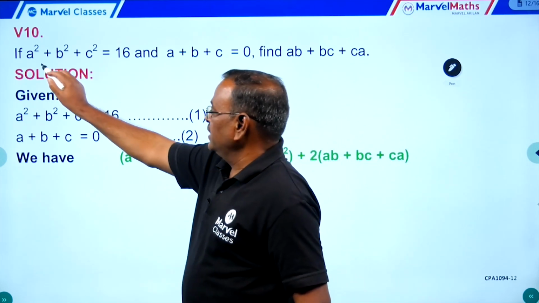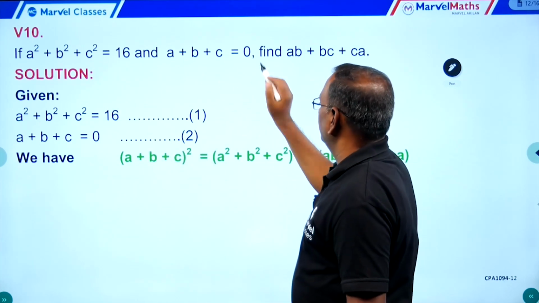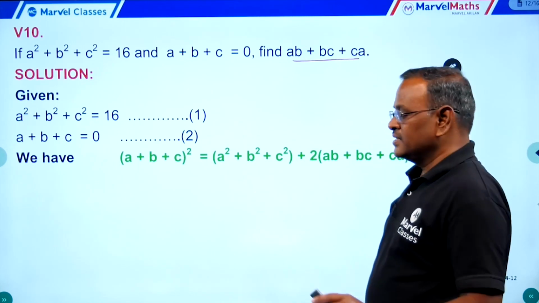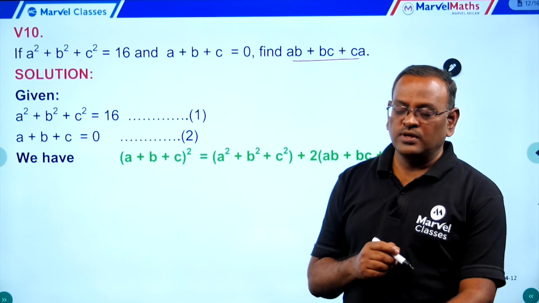The given data: a square plus b square plus c square equal to 16 and a plus b plus c equal to 0, find the value of ab plus bc plus ca. First, I write two different formats of the square of a trinomial.